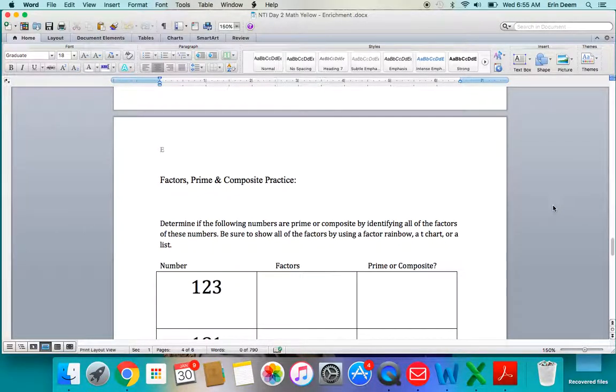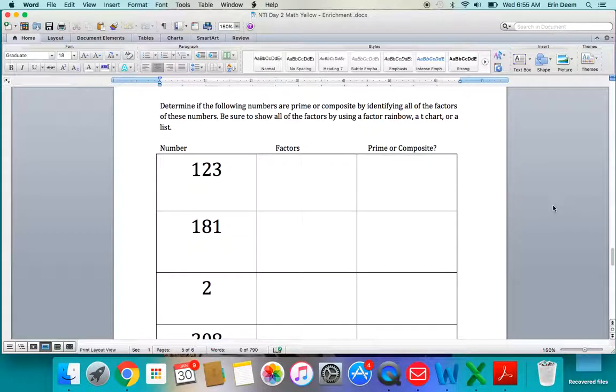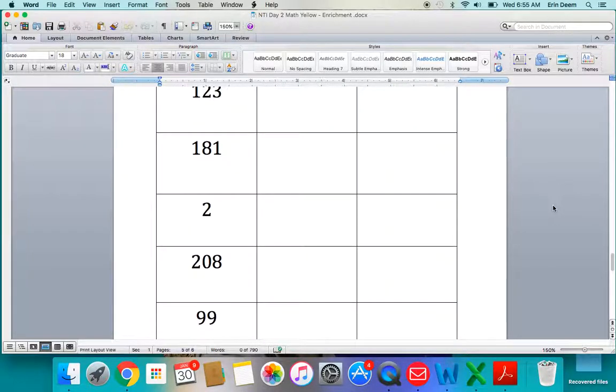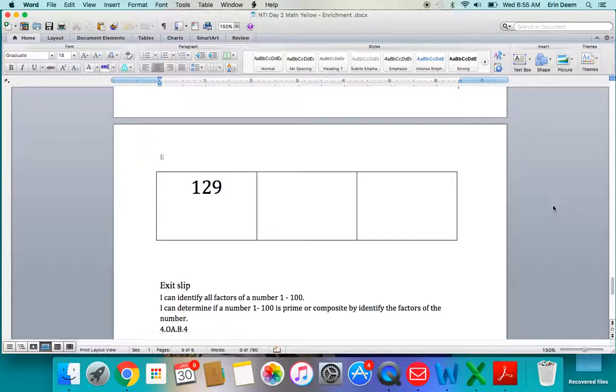Factors, prime, and composite practice. Determine if the following numbers are prime or composite by identifying all of the factors of these numbers. Be sure to show all of the factors by using a factor rainbow, a T-chart, or a list. Numbers, factors, prime or composite. 123, 181, 2, 208, 99, 129.